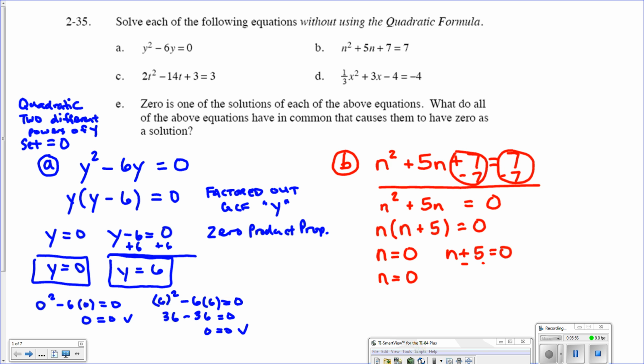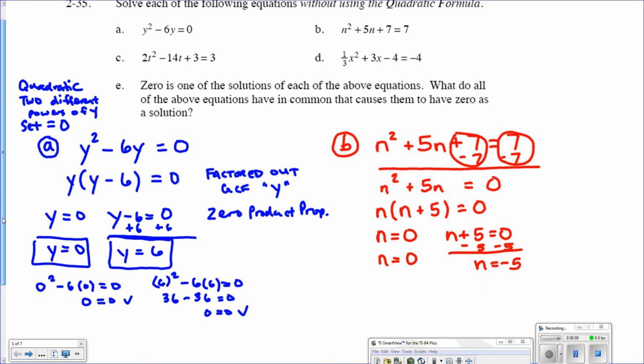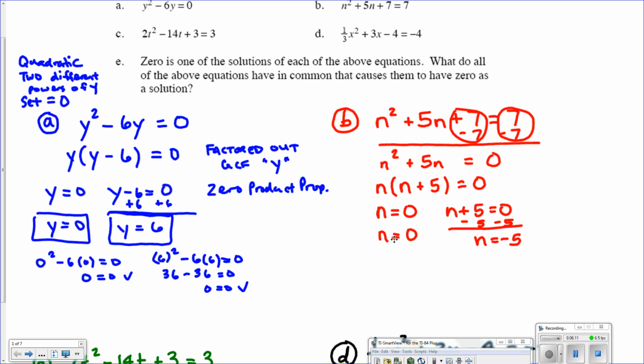For n plus 5, we subtract our 5 from each side, and we end up with n equals negative 5. So that means that our two solutions, we have 0 will work or negative 5 will work. And if we want to check them here, we want to use our original equation. We could plug them in.